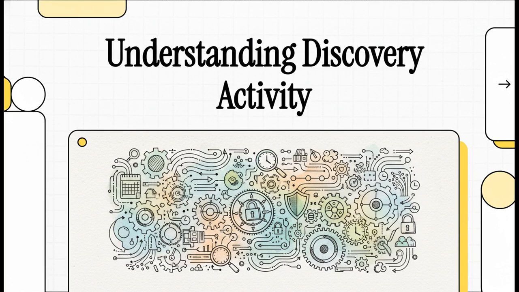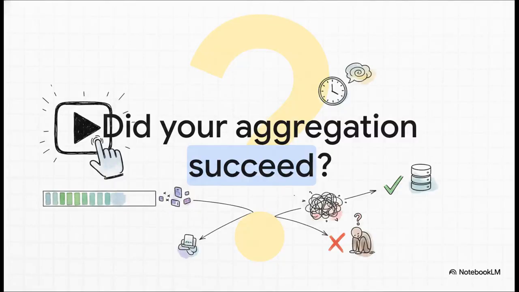It's called Discovery Activity. So let's just picture the scene for a second. You've just kicked off a major application aggregation. You hit the run button, you wait a bit, and then what? What happens next? How can you be 100% certain that it actually completed successfully?